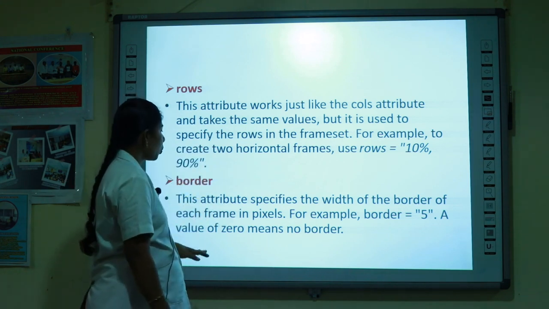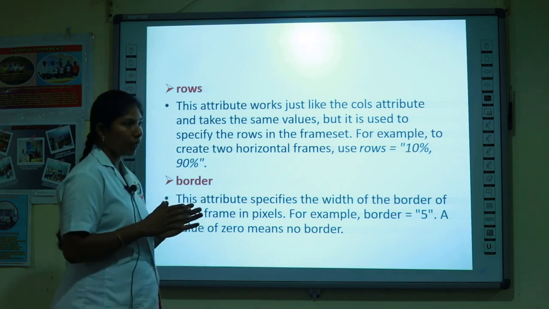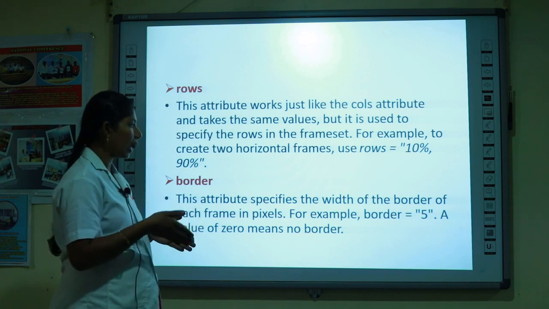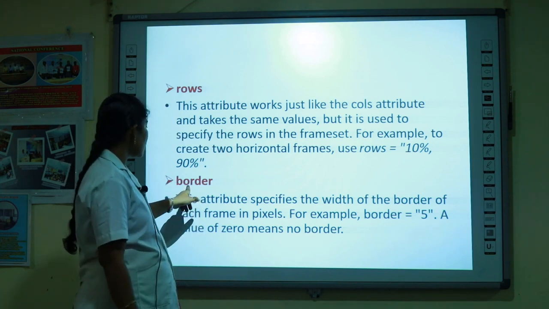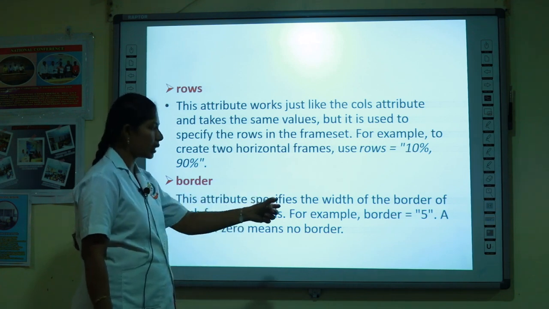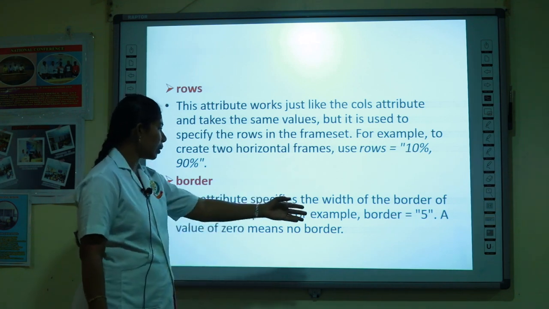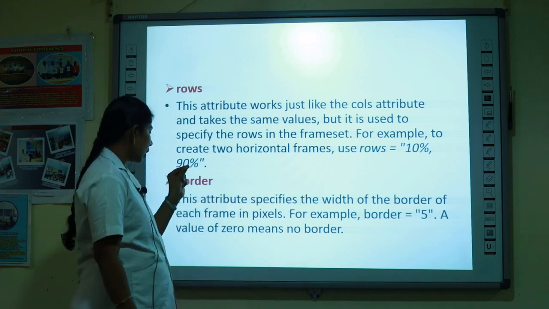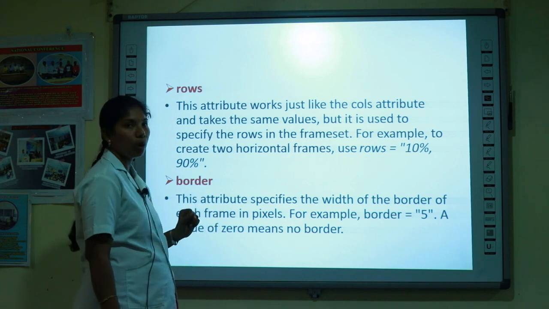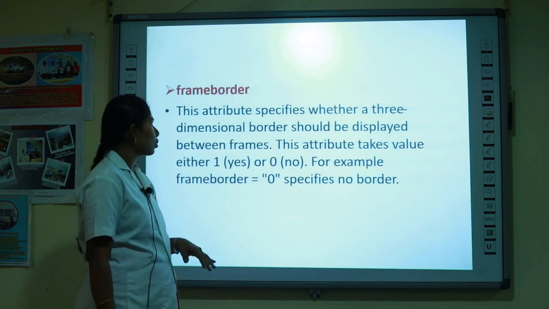Border. Border is used to separate the windows, that is, in between there will be a line appearing. For defining a border we use pixel values. Here in this example I have given 5, that is, the size of the border will be 5 pixels. If I set 0, there will be no border between windows.